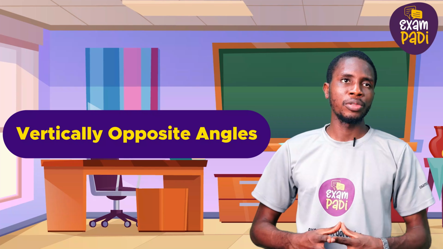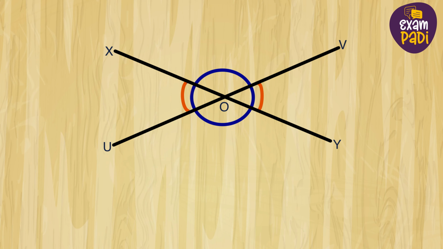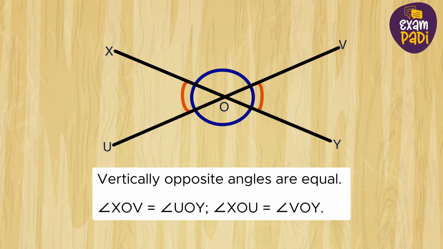Vertically opposite angles. When two straight lines intersect, they form four angles. Two angles opposite each other are said to be vertically opposite. Vertically opposite angles are equal, hence, angle XOU equals angle VOY, as seen in this image.